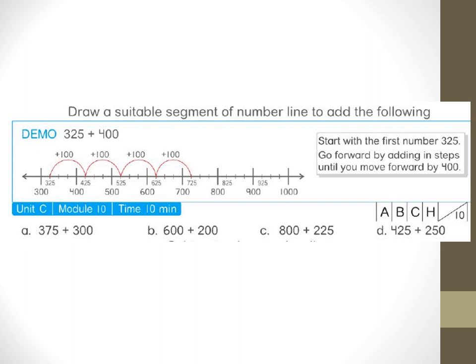In module number 10 also, we have to add bigger numbers. Look at the demo. 325 plus 400. So, start with the first number 325. Then go forward by adding in steps until you move forward by 400. That is 100, 100, 100 and 100. And we reached 725. In the same way, pause the video for 10 minutes, draw 4 number lines and try to solve A, B, C and D yourself.